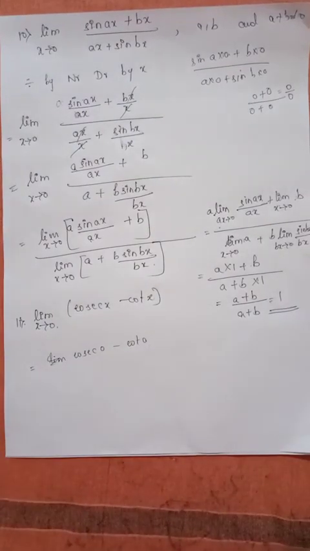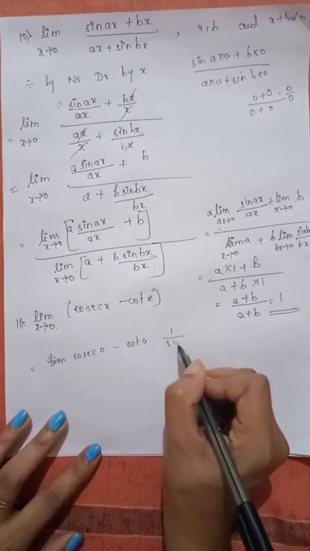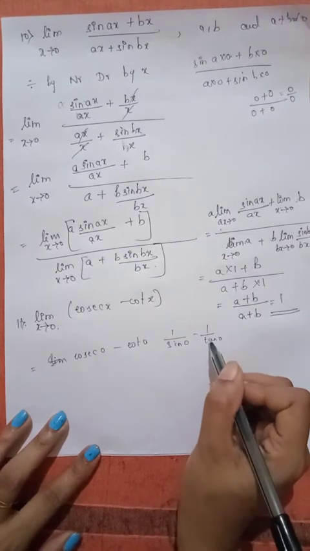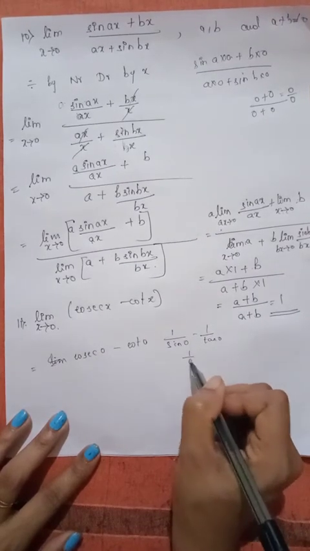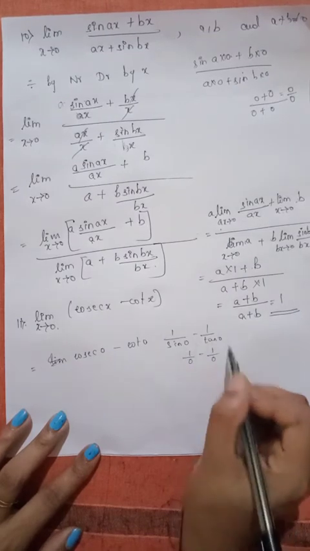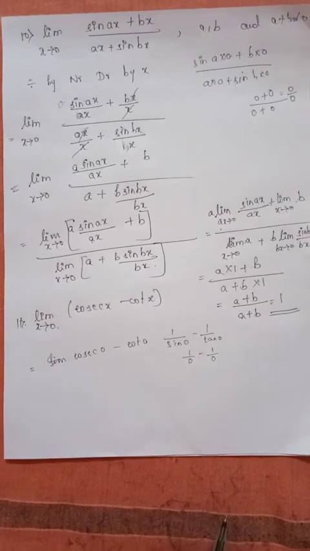Cosecant 0 is nothing but 1 by sin 0, correct? Cosecant 0 is nothing but 1 by sin 0, minus 1 by tan 0, correct? So 1 by sin 0 is 1 by 0, minus 1 by tan 0 is also 1 by 0. So it is an undefined form. Basically it is an undefined form. So you cannot do it in this particular way. So you have to change your method.